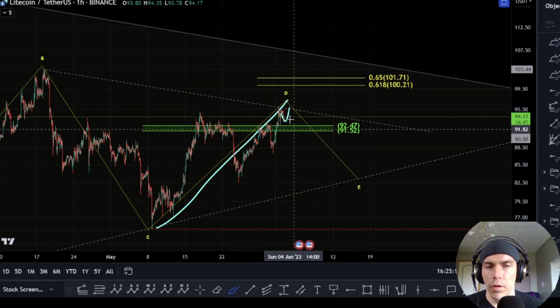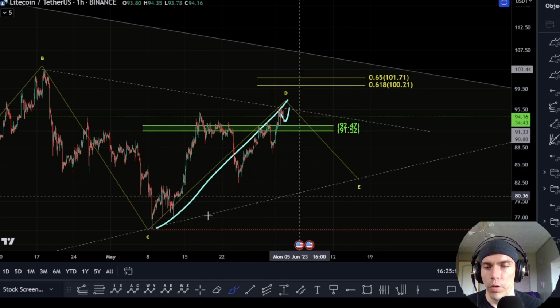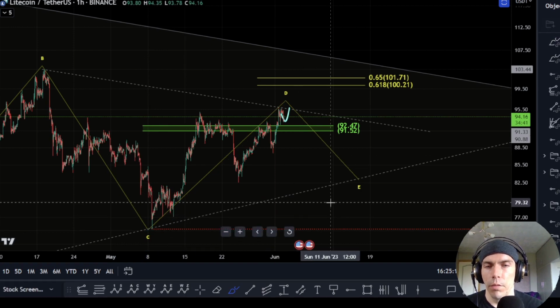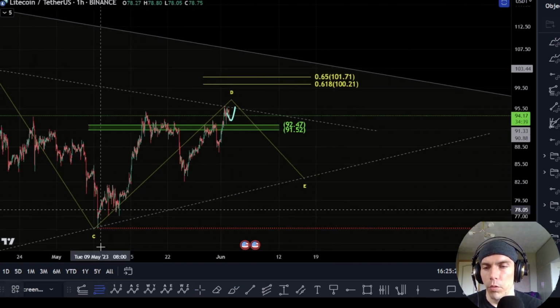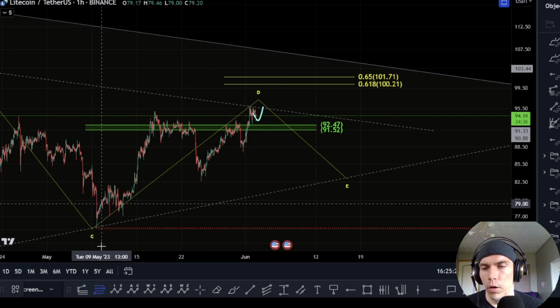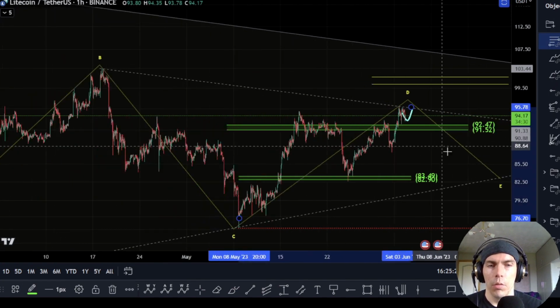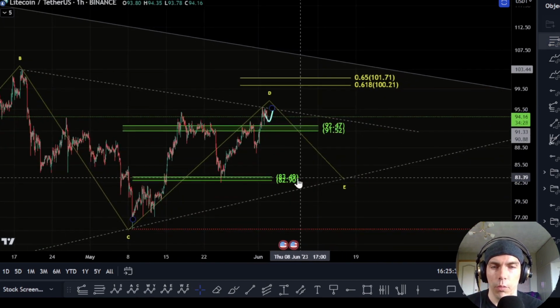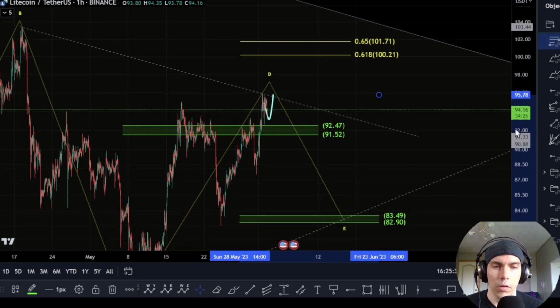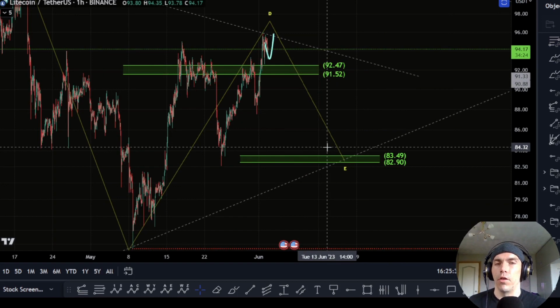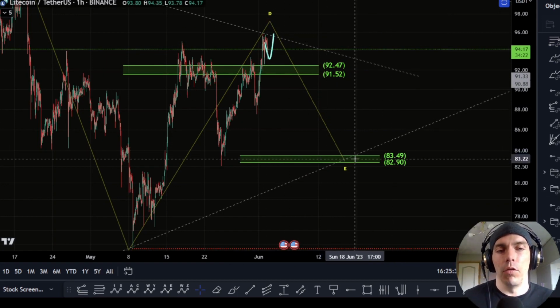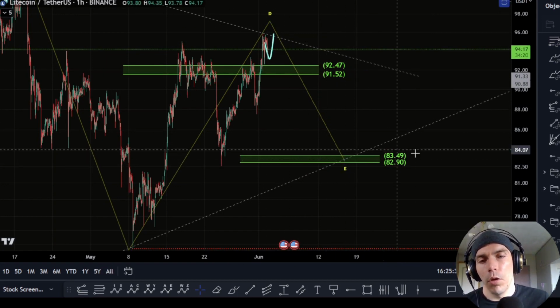What we'd want to see off the back of this would be a 3-wave move to the downside, holding above this C wave here. And what we'd then be looking for is potentially targeting the 0.618 of this wave B, which would be here towards this 83.49 to this 82.90. We can see that that will tie in quite nicely to coming back into this trend line here. So we're going to have to keep an eye on this.